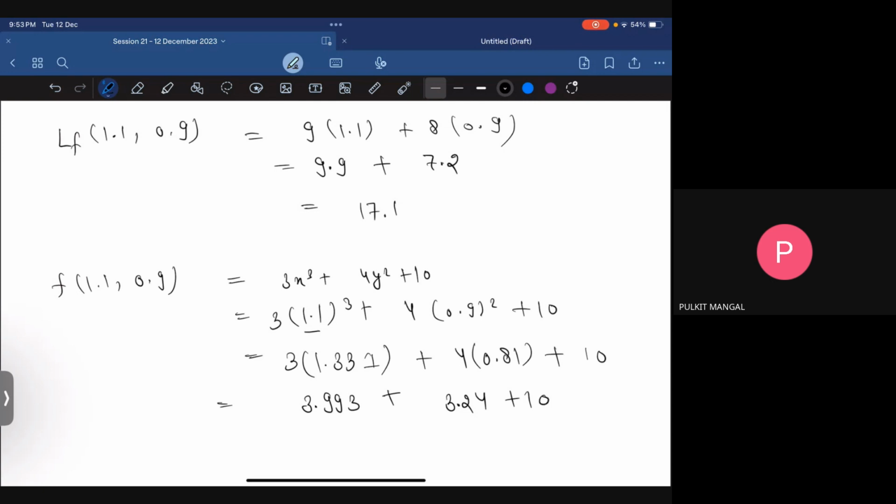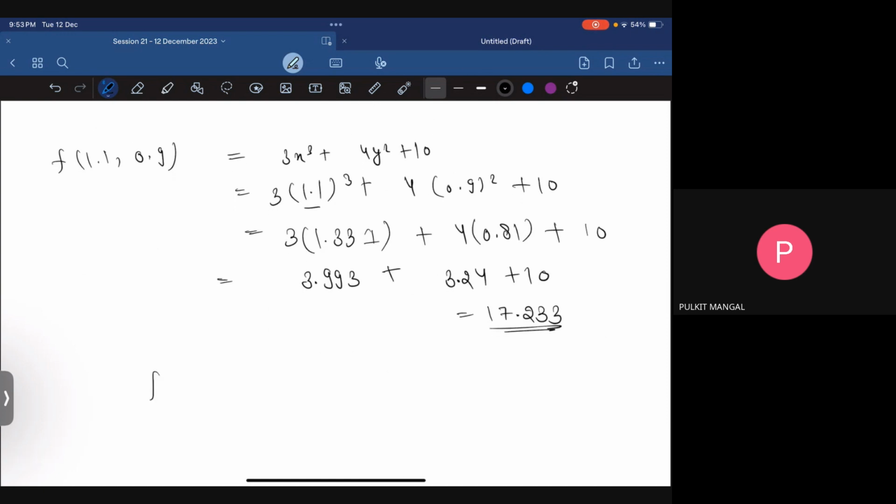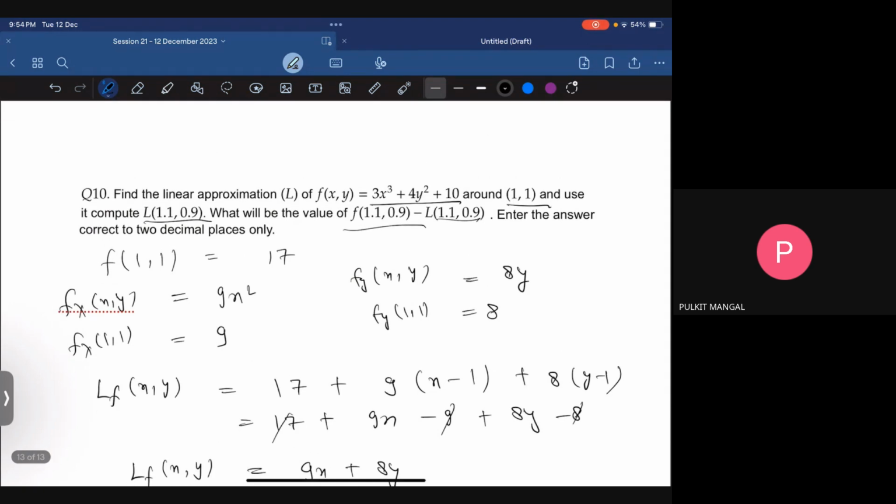So we got 17.233. Okay. So the difference is simply this: 17.233 minus 17.1. You can consider this as approximately 0.13. This is asking till 2 decimals.